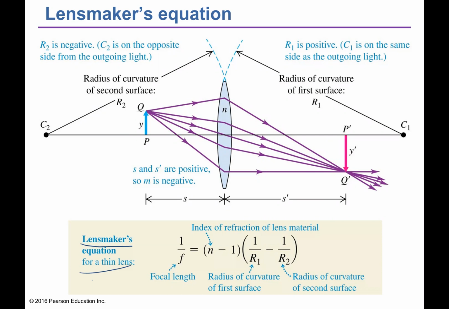This equation is, remember the lens equation now: 1 over S plus 1 over S prime equals 1 over F.